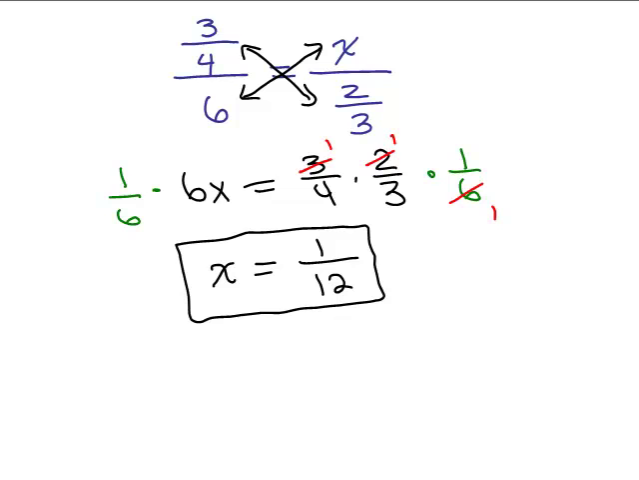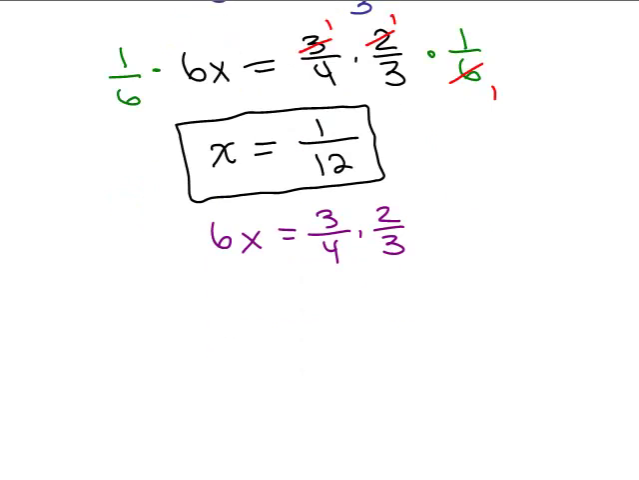Okay, alternate way. You do start out the same with the 6x equals 3/4 times 2/3, right? But then what do you do? You could write 6x as 6x over 1. And I could cancel over here, can't I? The 3's cancel. And the 2 and 4 cancel. So really on the right hand side all I have is 1/2.